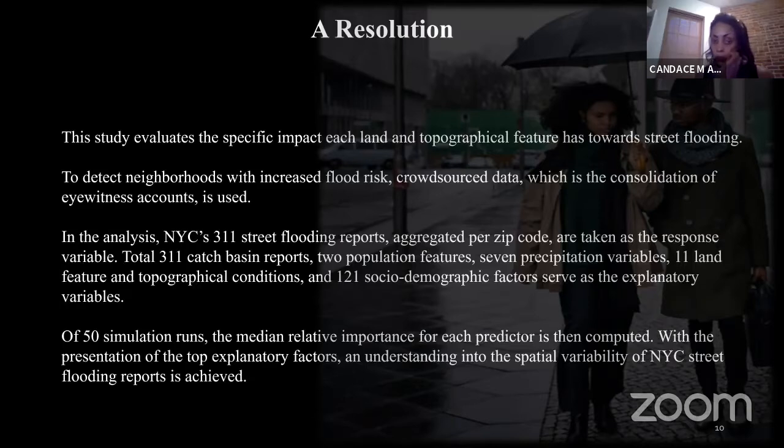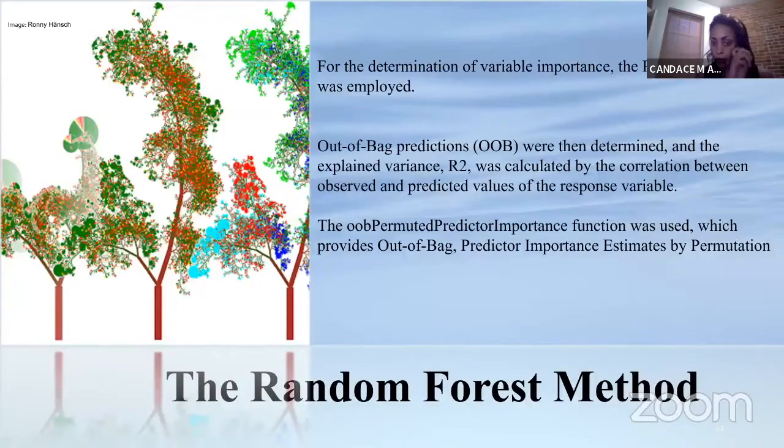And for the predictors, we use 301 catch basin variables, 2 population features, 7 precipitation variables, land feature and topographical conditions, and then we also incorporate 121 sociodemographic factors. For the determination of variable importance, the random forest regression model is used, and this works well with large data sets, and it does not have issues with overfitting. Out-of-bag predictions were then determined, and the explained variance was calculated by the correlation between observed and predicted values of the response variable.